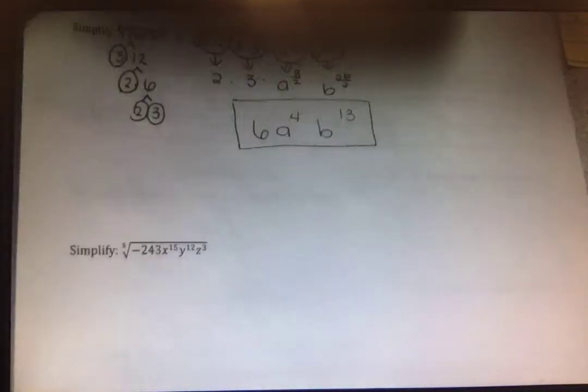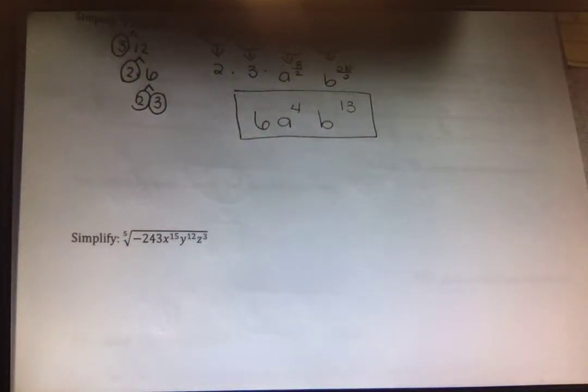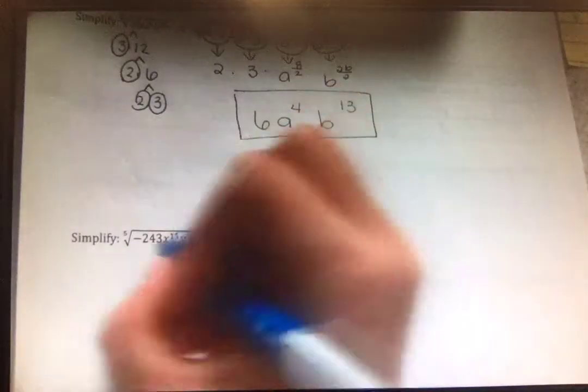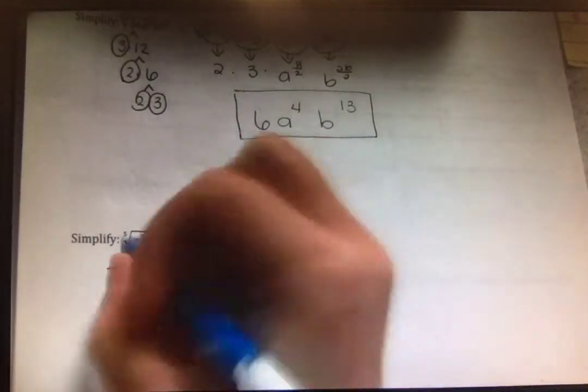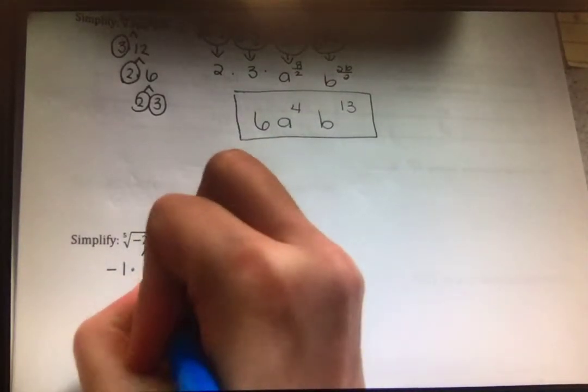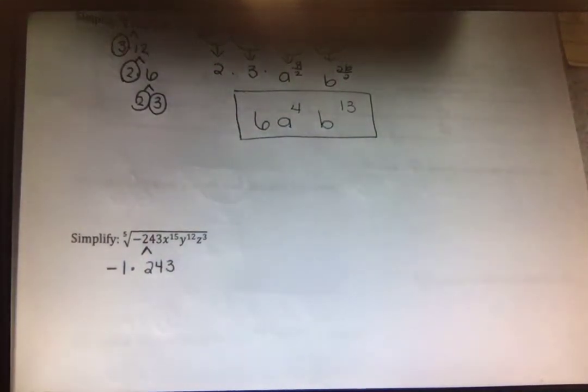Next example. We have the 5th root, so now we're taking out groups of 5. Negative 243, a to the 15th, y to the 12th, z cubed. So let's start off by separating and breaking down that negative 243. So we can say negative 1 times 243.